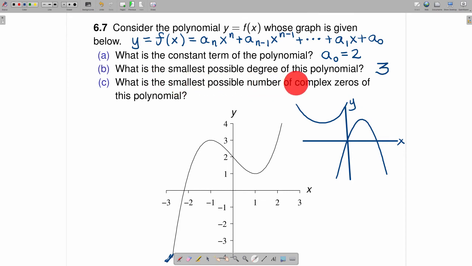What is the smallest number of complex zeros of this polynomial? Well, we know to look at the graph right here, we have one real root. That one real root lies between -3 and -2. So the smallest possible number of complex zeros, if this is a third order polynomial, would be there are 2 possible complex zeros to this polynomial.